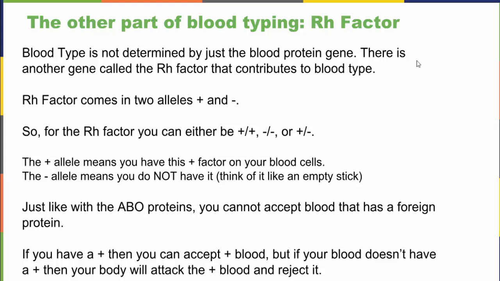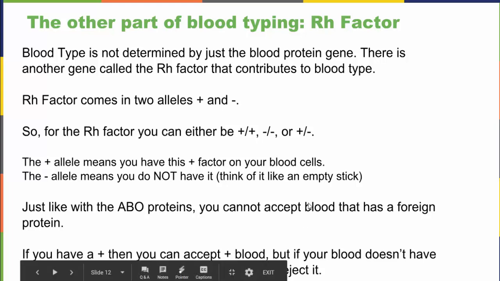So you can think of it kind of like an empty stick. Kind of like type O was sort of that empty stick. You can think of that for the minus allele too. And remember, for all of these, you're going to have two copies, 2 recipes, just like we said before that you have to have 2 of these proteins on your blood cells. So you can either be plus plus, you can be minus minus, or you can be a heterozygote, plus minus. These would be the 3 genotypes that are possible.